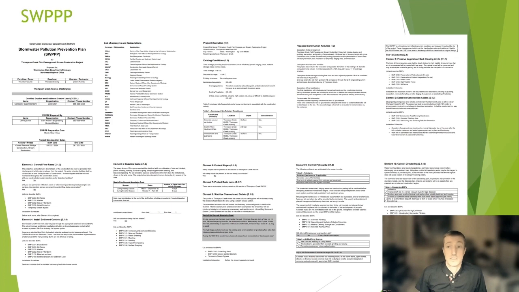It is a customized, written strategy designed to be site-specific to identify potential sources of stormwater pollution. It details the best management practices employed to minimize pollutants in stormwater runoff from the site. It has been completed, but it is a living document and can be edited as the project progresses.